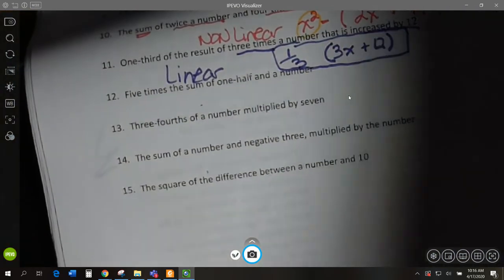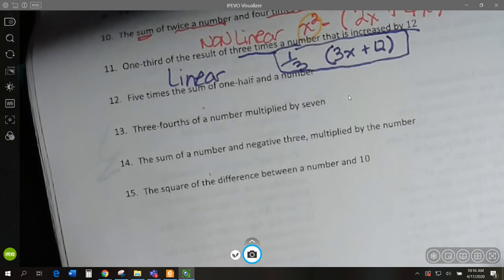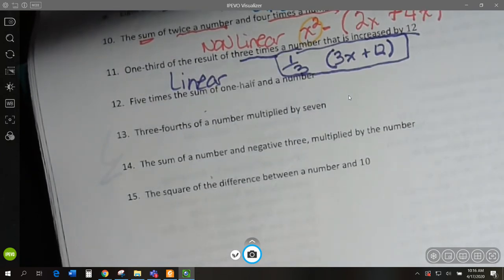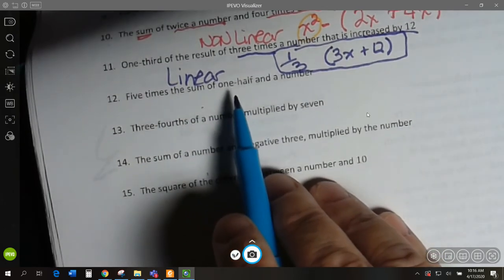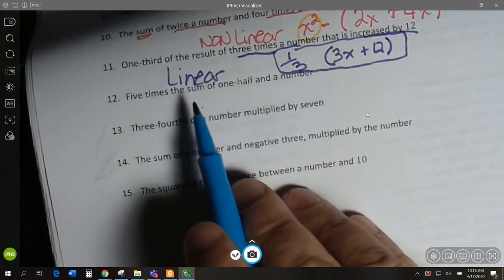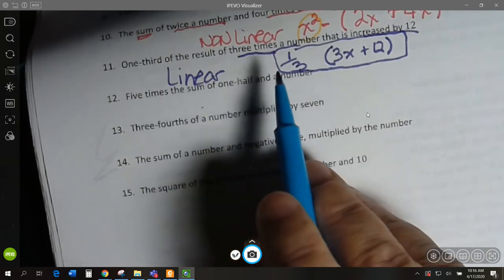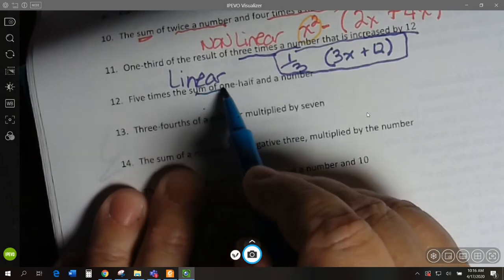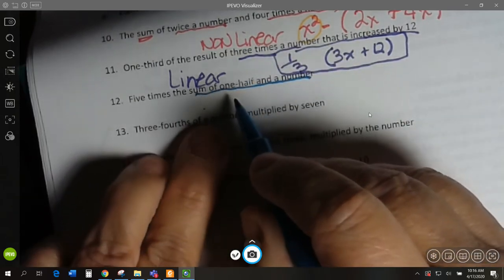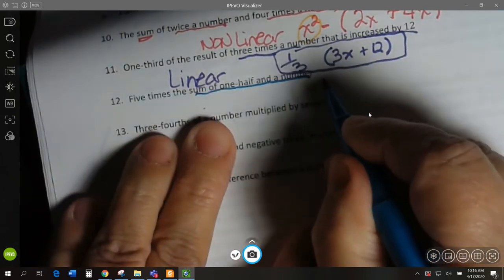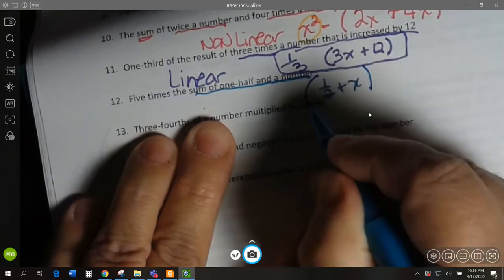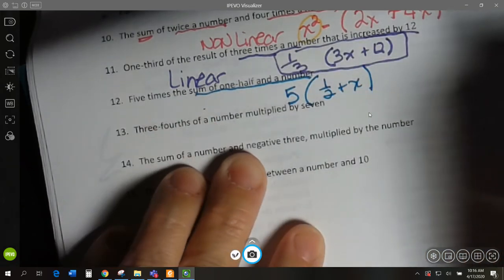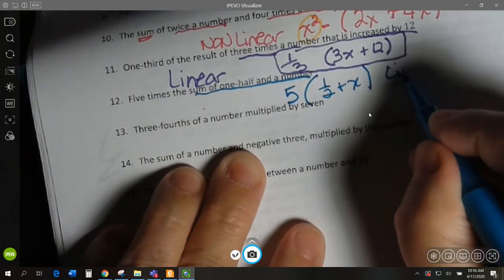Let's do the last 4 problems here. Number 12. 5 times the sum of 1/2 and a number. So the sum of 1/2 and a number, we don't know the number, right? So 1/2 plus a number, and we want 5 times that. This is linear.